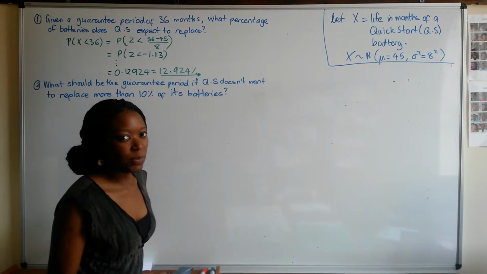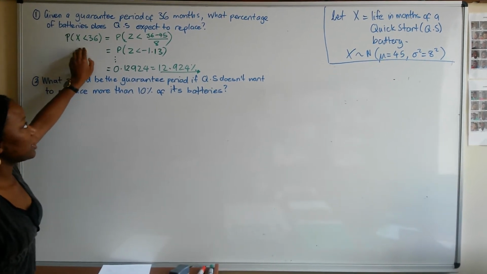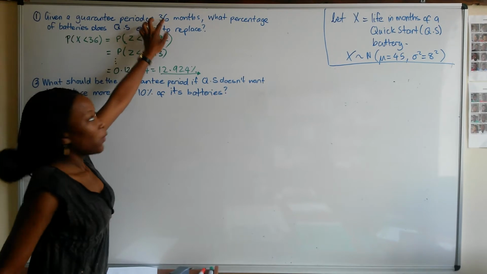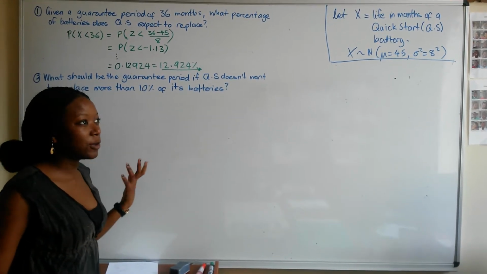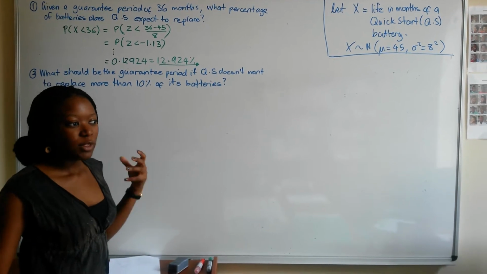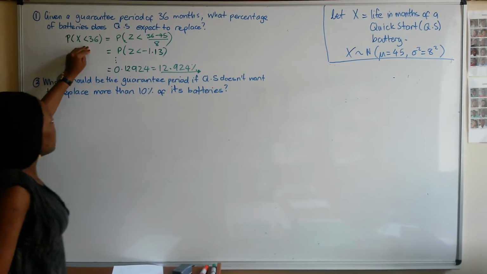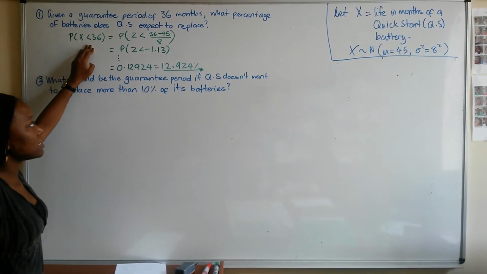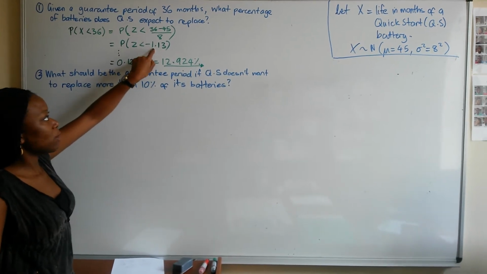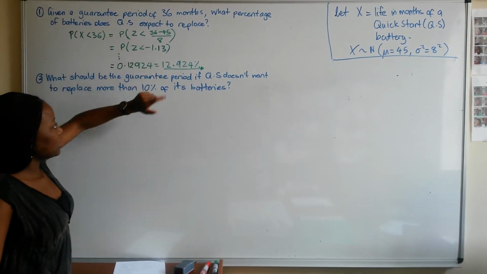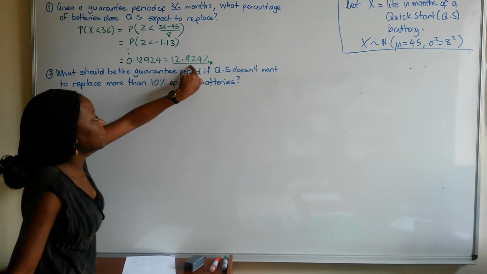The first question we had was, if you had a guarantee period of 36 months, what percentage of batteries does Quick Start expect to replace? And we said they'll only replace batteries if the battery doesn't last up to 36 months. So less than 36 months. So we had the probability that X was less than 36. We standardized that in class and we got negative 1.13. We did the solution and ended up with 12.924% of batteries that they had to replace.